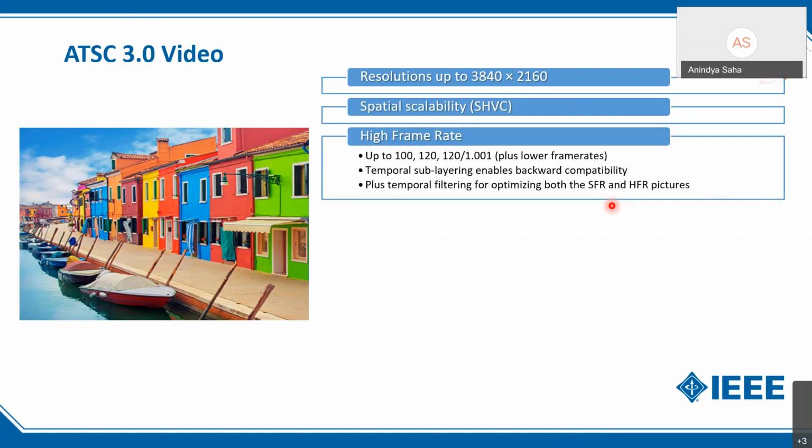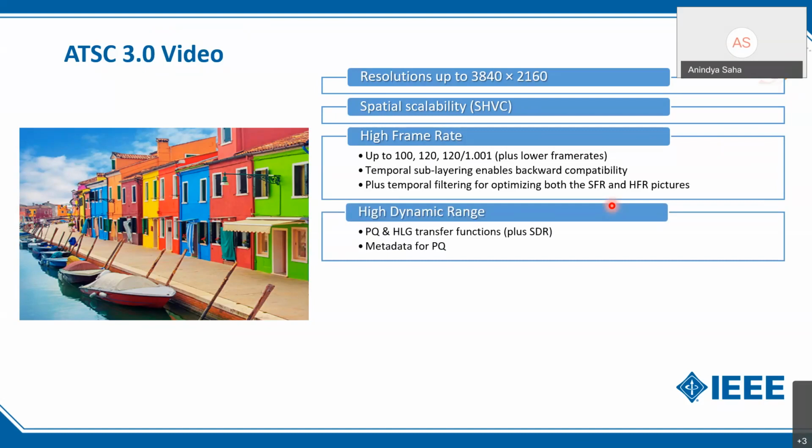So you can think that decoders which are 50 FPS or 60 FPS have an ability where they can skip some frames and they can still interwork with this. And then we have temporal filtering. Temporal filtering is basically used to optimize the standard frame rate and high frame rate pictures, especially when temporal sublayering is used. And it supports high dynamic range, both PQ and HLG, to basically cater to different kinds of brightnesses. And in addition to that, it supports the metadata also for PQ.